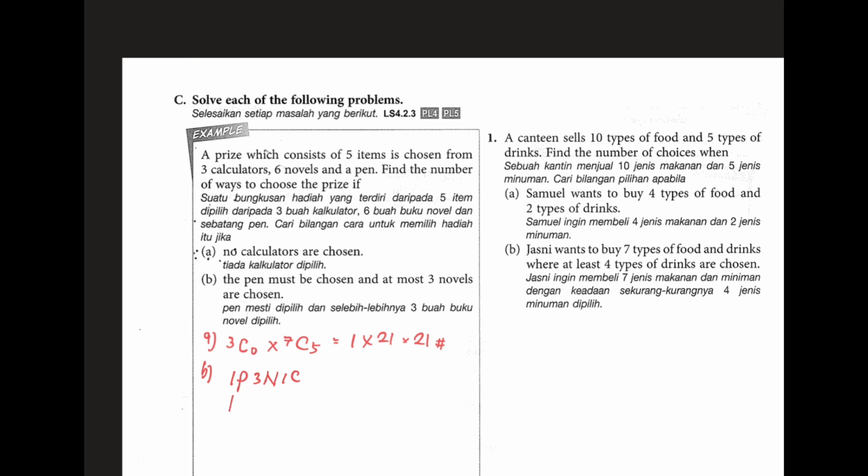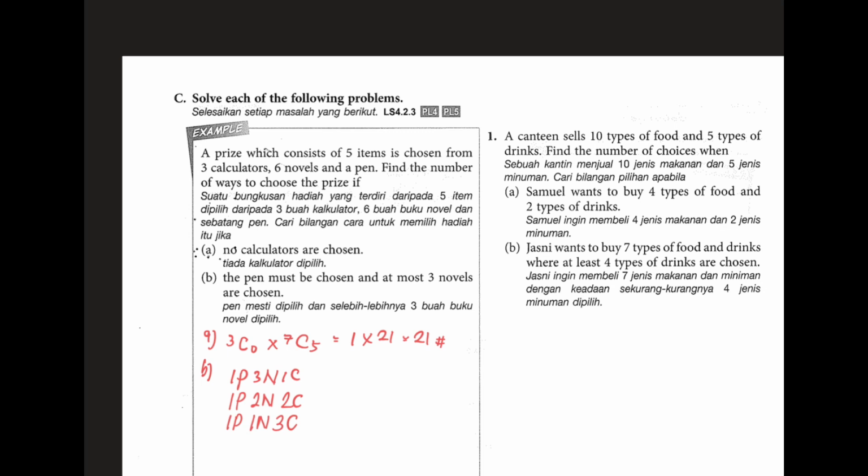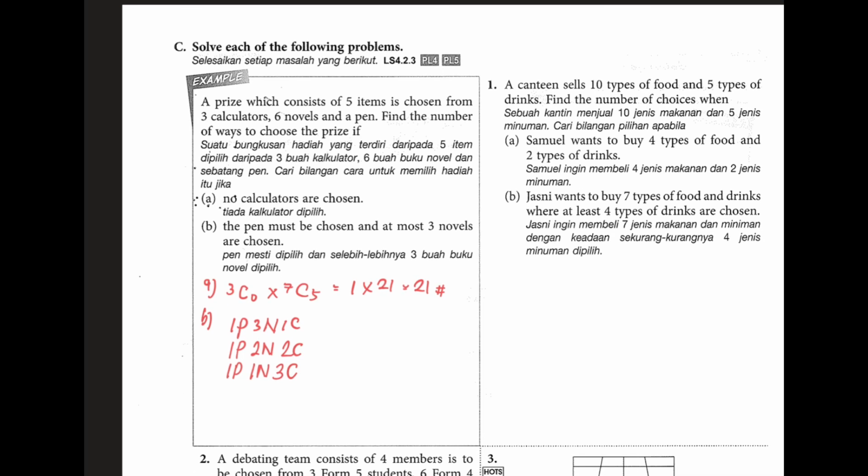Second possibility, 1 pen, 2 novels, 2 calculators. 1 pen, 1 novel, 3 calculators. I can't take 0 novel here because then it is supposed to be 4 calculators. I don't have 4 calculators, so I can't do the last situation. 1 pen 0 novel is not possible because I don't have 4 calculators. I must have 5 items, right? So I have only 3 possible scenarios.